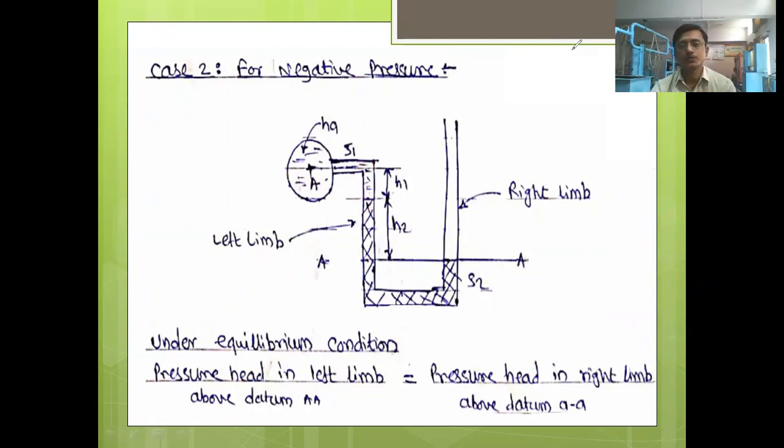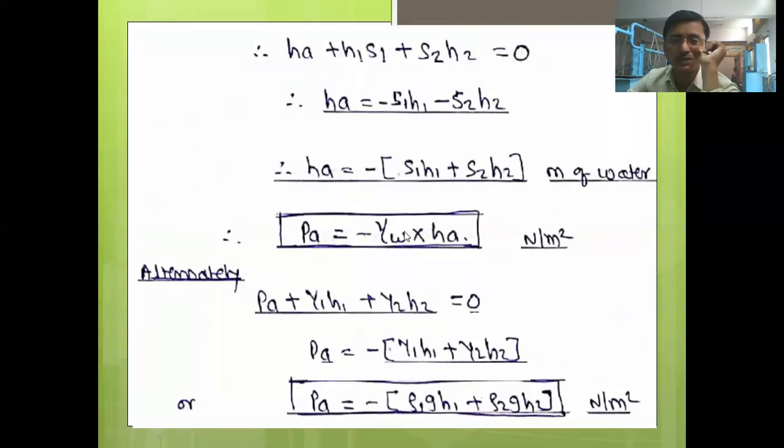Write on the title case 2, draw the diagram. Do it fast. You can see here HA is equal to minus (S1 H1 plus S2 H2). Alternate method also the same.